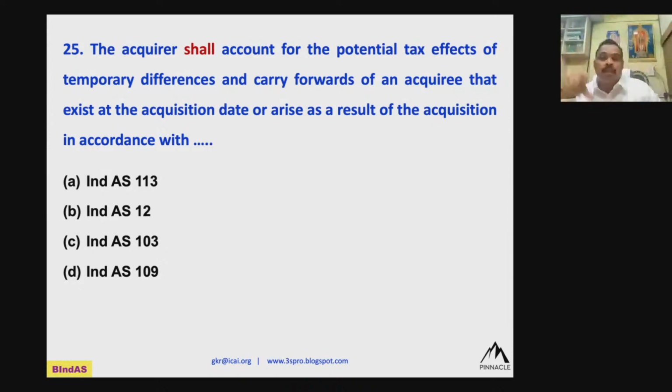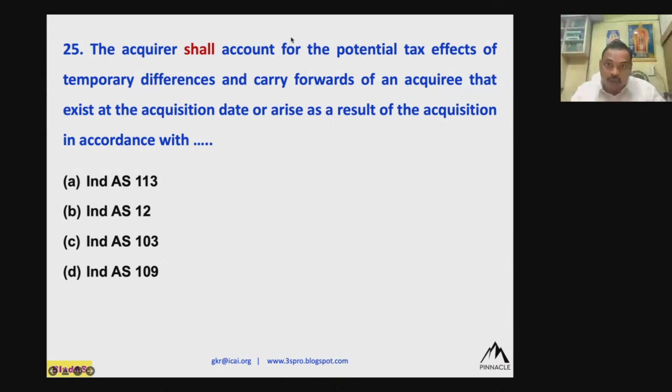So the losses, and as per section 72 of the Income Tax Act, when you acquire a company, the acquirer is also eligible to carry forward the acquiree's carry forward loss. So when you carry forward the loss, you have a tax benefit on it. Okay, so you have a deferred tax asset on it. Similarly, for temporary differences, you may have a DTL or a DTA. Now what do you do with that? How will you do the accounting with respect to that? How will you measure it first of all?